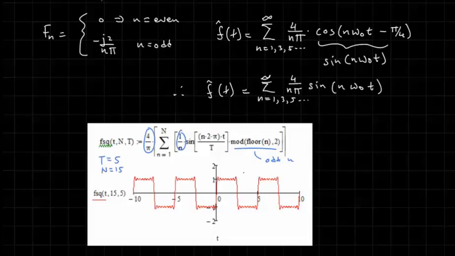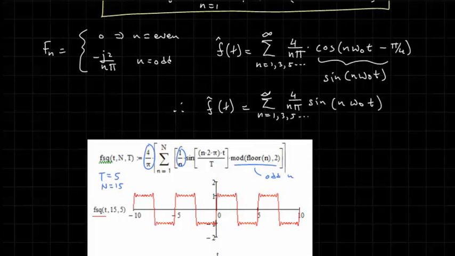Okay, so this is an alternative representation of the reconstruction of your complex Fourier series of f of t using just trigonometric functions.